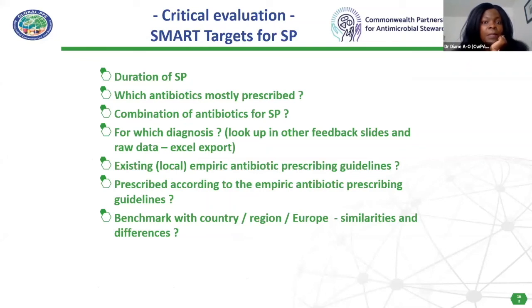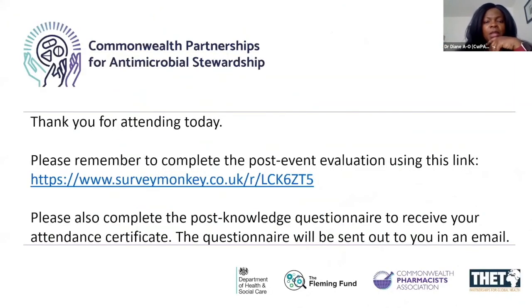So if you wanted to set some targets for your surgical prophylaxis, you could set them based on duration, or which antibiotics were mostly prescribed, or what diagnosis. I think, in a quality improvement way, you don't want to have too many targets at the same time. It's always helpful to have one or two and really focus attention on that. Then you can move on to the next one, because otherwise people get overwhelmed and fed up. Okay, next slide. I think that may be the last one.